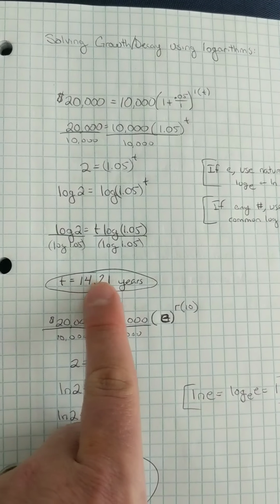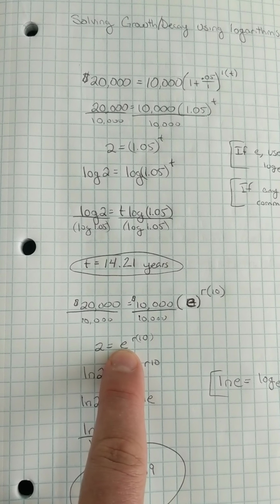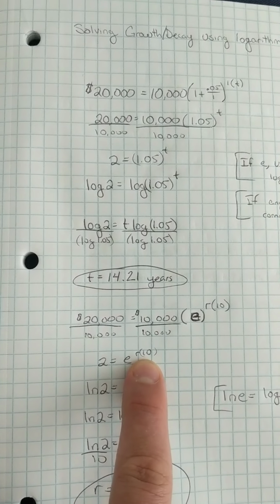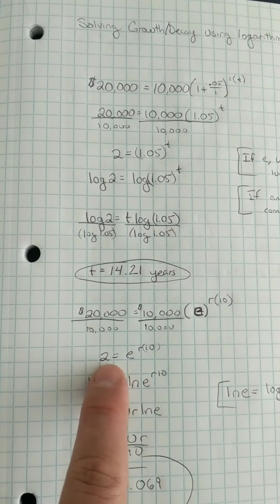So same process, I'm going to divide by 10,000, I get 2. And now I have e to the power of r times 10. So here's another exponential equation. 2 to the first power is equal to e to the 10r. So I'm going to take the log of both sides. Since it's base e, I'm going to take the natural log. And then using our property, I can bring this exponent down. I just wrote it as 10r because I like having the coefficients in front of the variables.